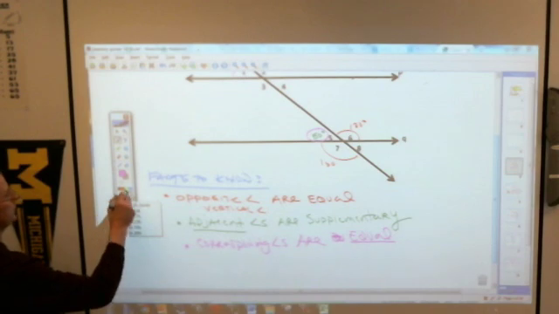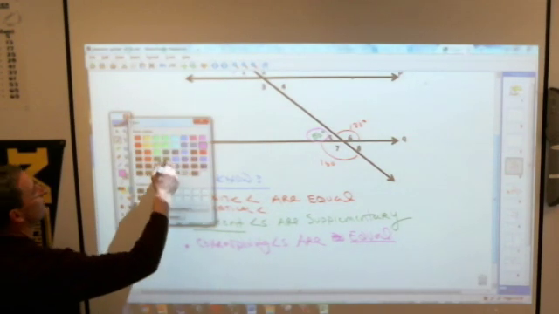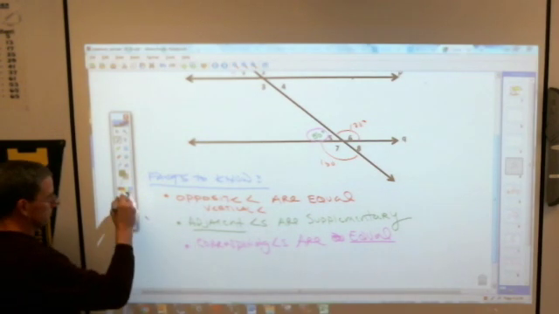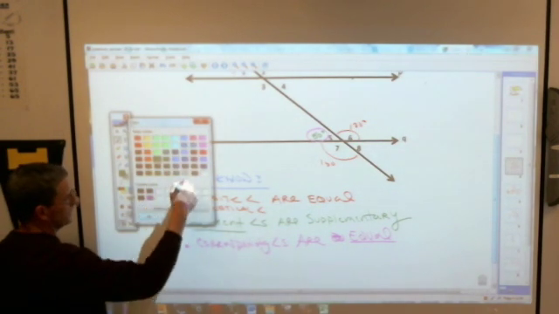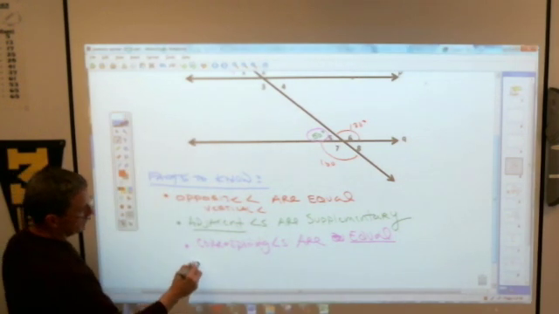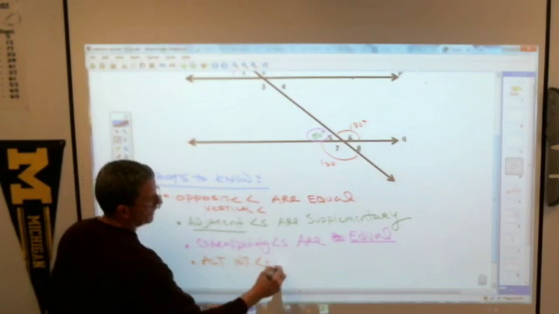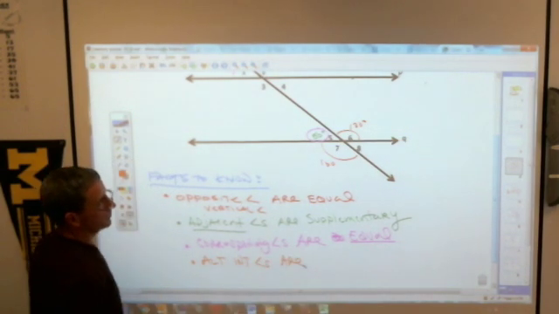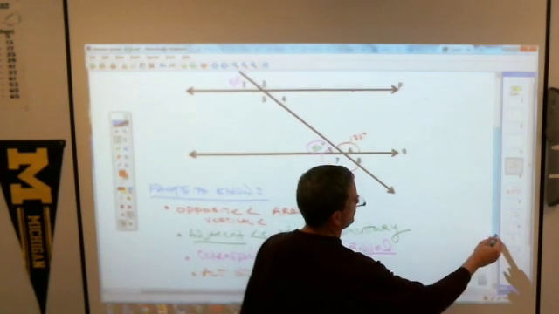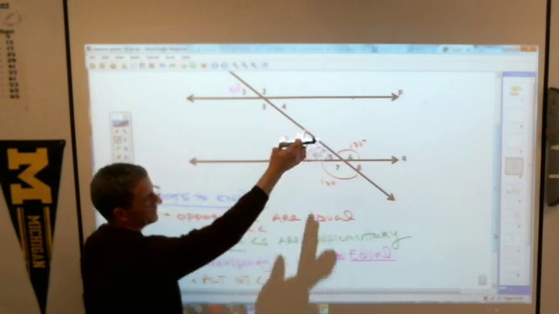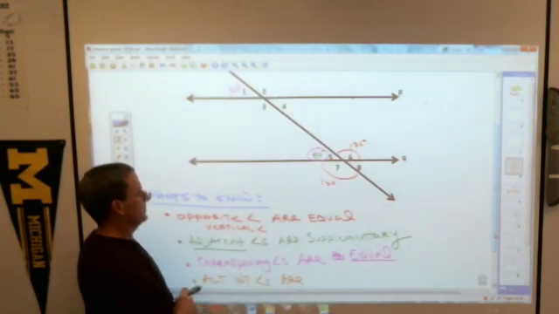Ready? What else, you ask? Well, glad you asked. What other things did we define? We defined alternate interior angles. Alternate interior angles, and you can abbreviate this. Remember, the interior is this part. Alternate means on opposite sides of the transversal.